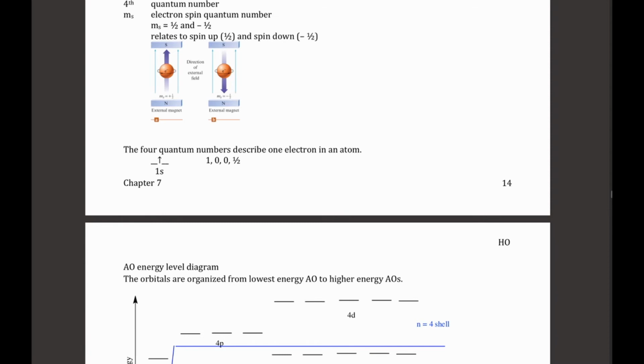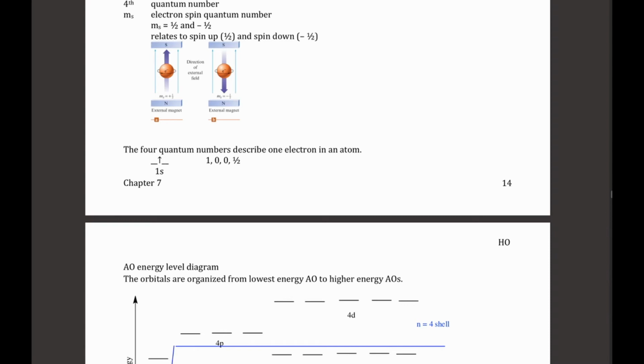Take your right hand, put your thumb pointing upward, and bend your fingers. So that would describe the electron moving in kind of like counterclockwise fashion. Notice your thumb is upwards. To make your fingers bend in a clockwise fashion, your thumb is pointing downward. That would be the spin down. So the m sub s is describing the actual electron in that atomic orbital. Does it have a spin up or a spin down?